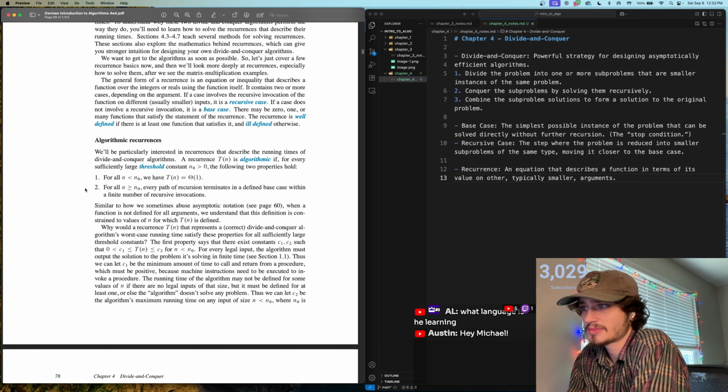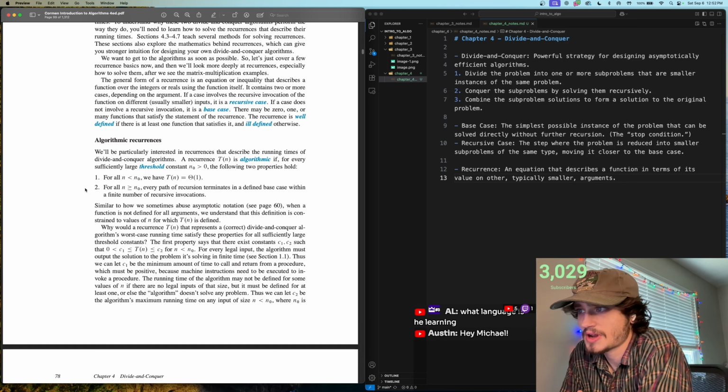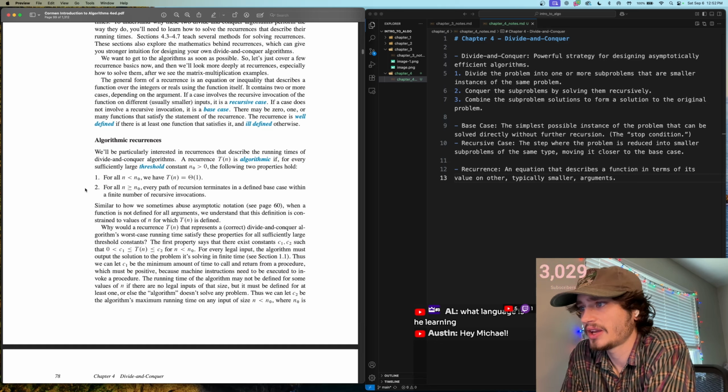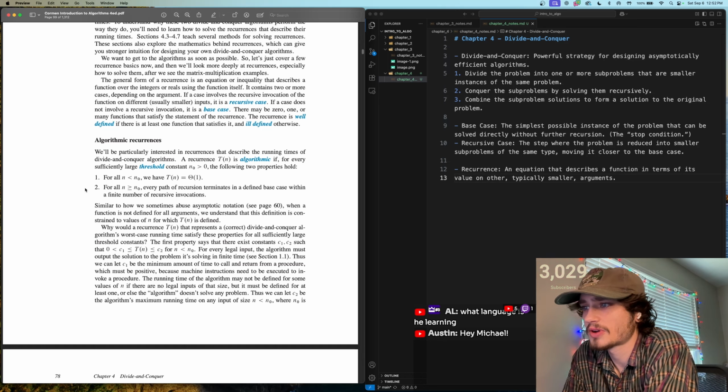Similar to how we sometimes abuse asymptotic notation, see page 60, when a function is not defined for all arguments, we understand that this definition is constrained to values of n for which T(n) is defined. Why would a recurrence T(n) that represents a correct divide and conquer algorithm's worst case running time satisfy these properties for all sufficiently large threshold constants?